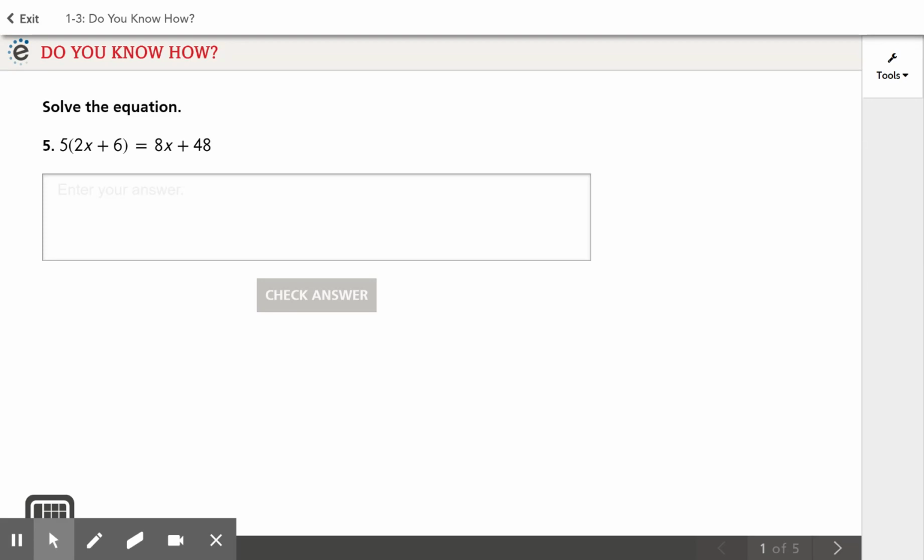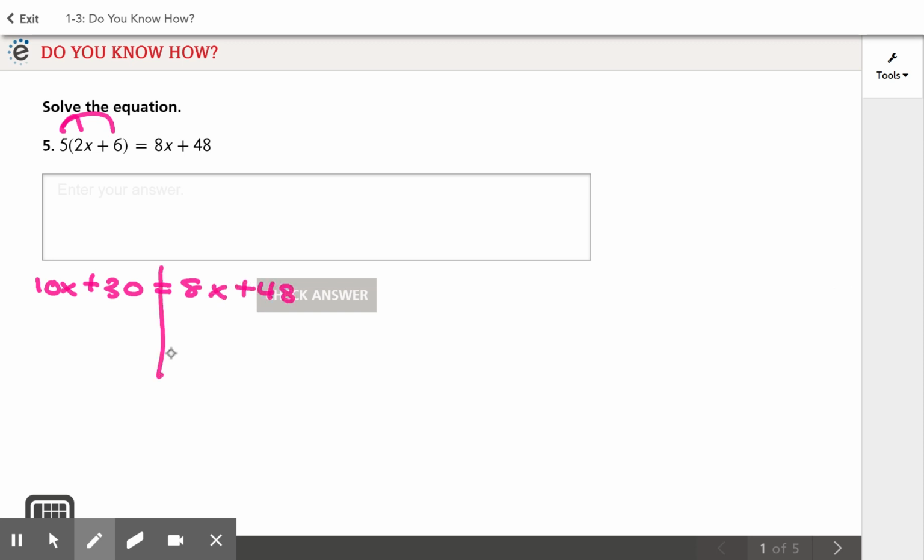Okay, in this problem, all you have to do is distribute first. So 5 times 2x gets you 10x. 5 times 6 gets you a positive 30, equals 8x plus 48.